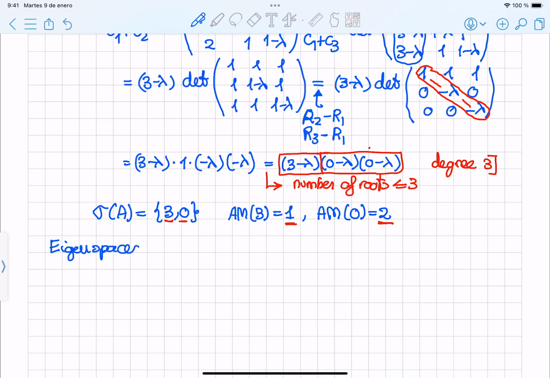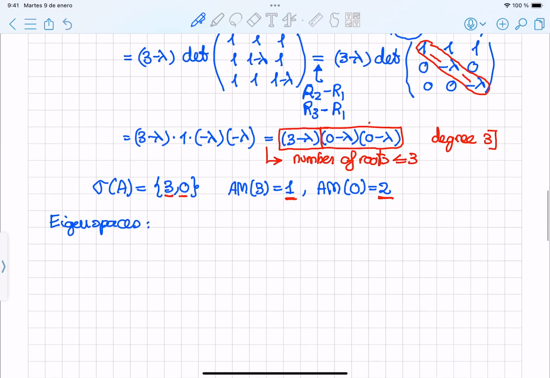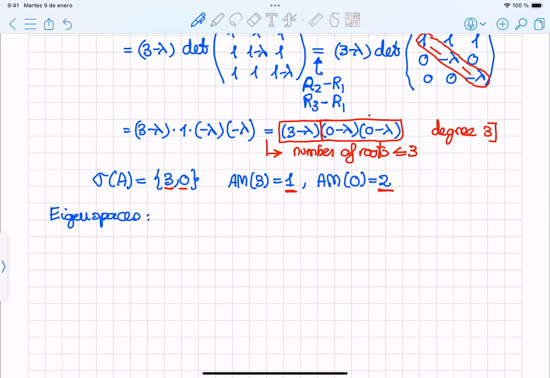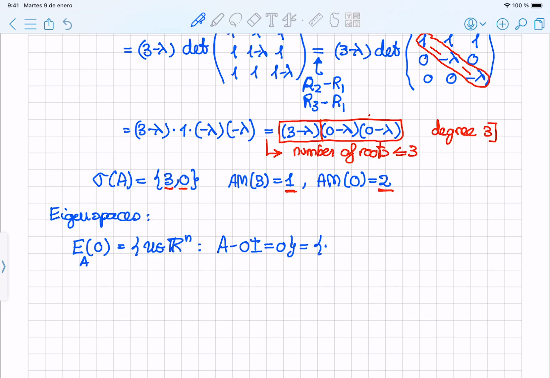Eigenspaces. So for each value in the spectrum, let's compute the eigenspace. So the first eigenspace, maybe we can compute E sub A of 0. And this is the set of the vectors U such that A minus lambda times the identity, in this case lambda is 0 because this is the eigenvalue, is going to be 0.